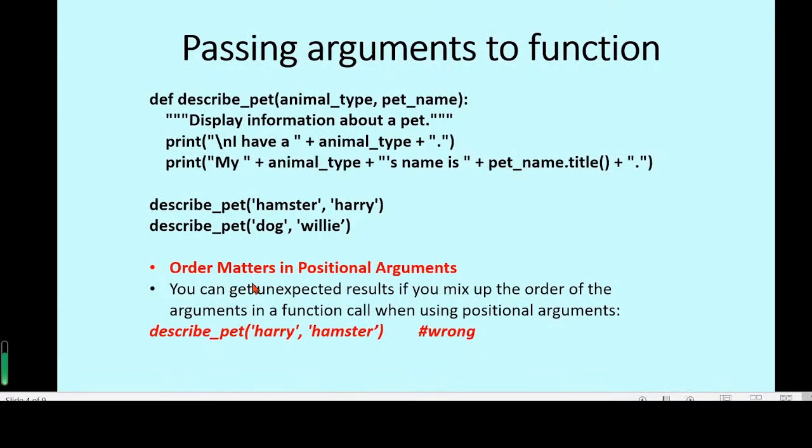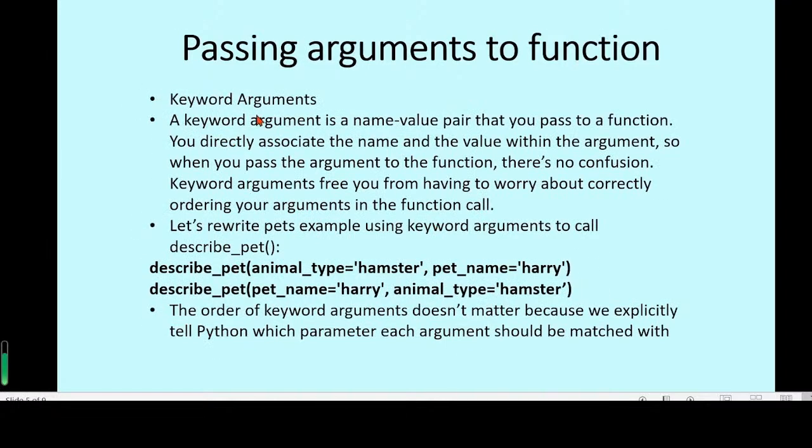So order matters in positional arguments. You can get unexpected results if you mix up the order of the arguments in your function call when using positional arguments. For example, if you call this function but write the order as Harry, hamster, it will print a message that is not what you want.